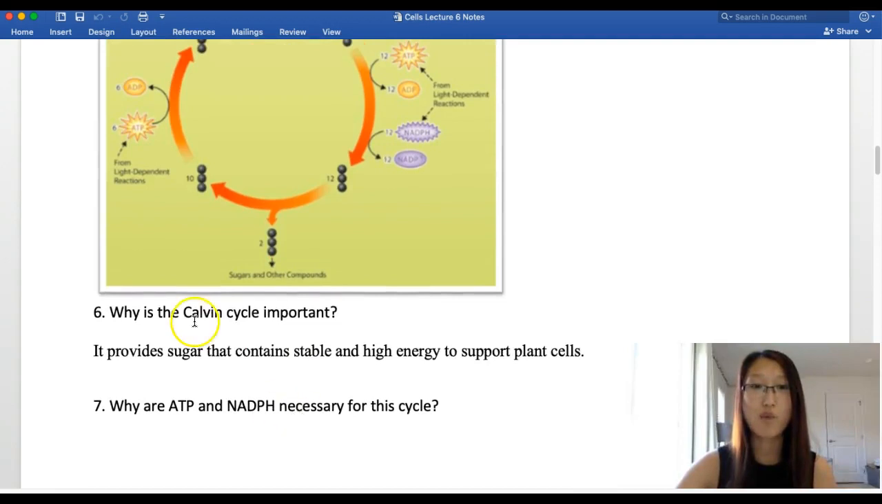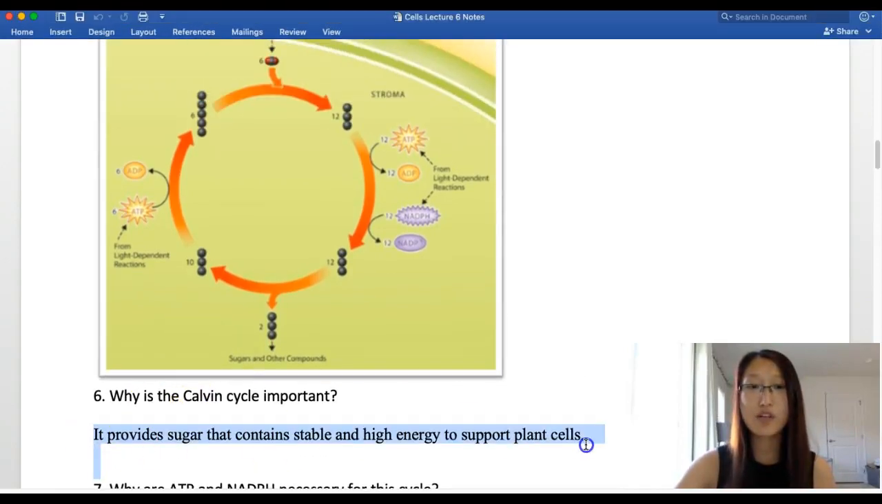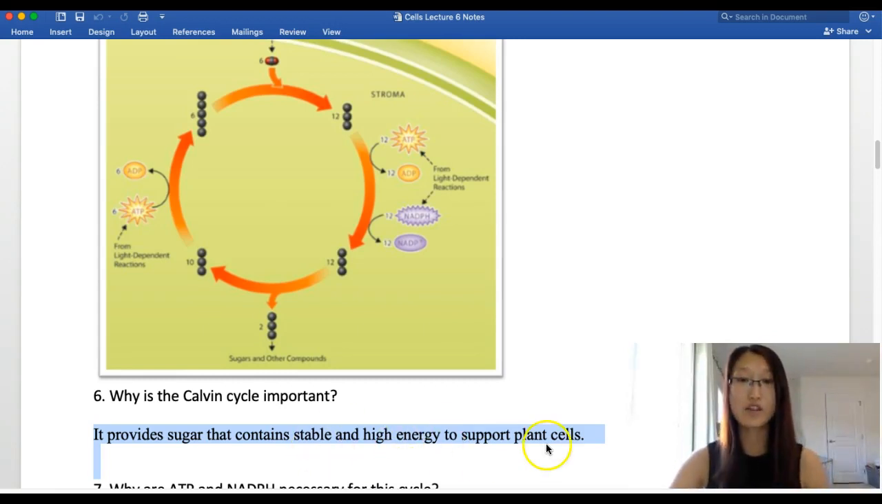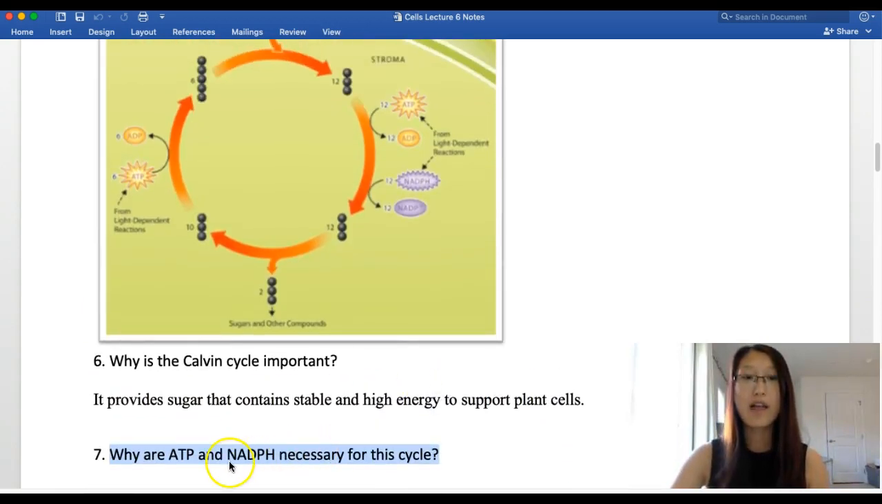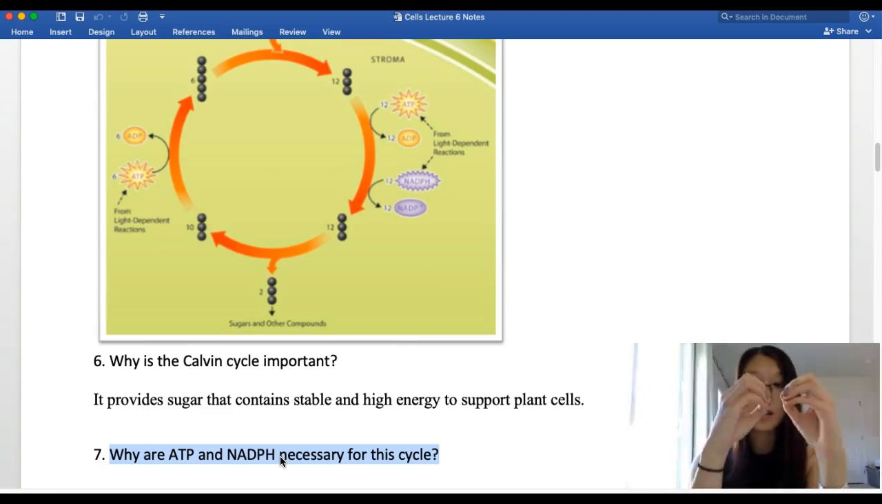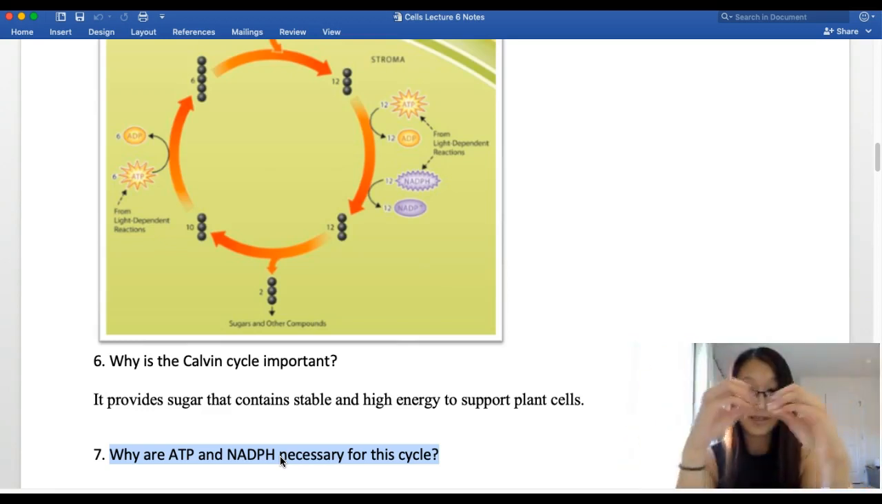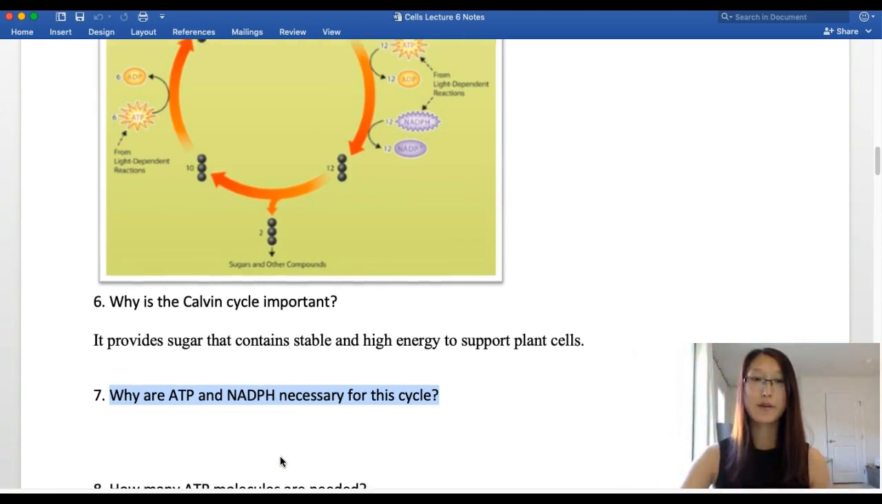So if you look at these questions, why is the Calvin cycle important? It provides sugar that contains stable and high energy to support plant cells, right? So plants are called autotrophs because they can make this high energy sugar. Why are ATP and NADPH necessary for this cycle? NADPH provides high energy electrons, and ATP provides energy for this cycle. If you can remember, with ATP, there are 3 phosphate groups, right? The energy is stored in the bond in between the phosphate groups.